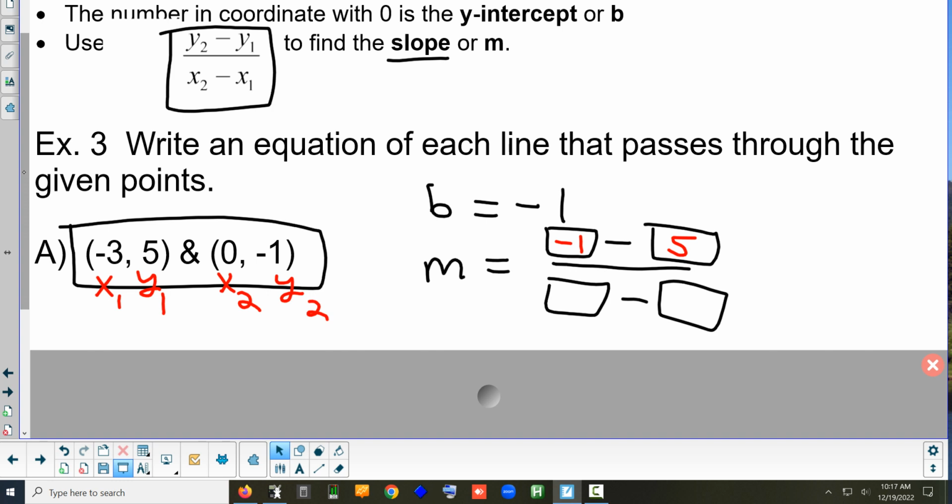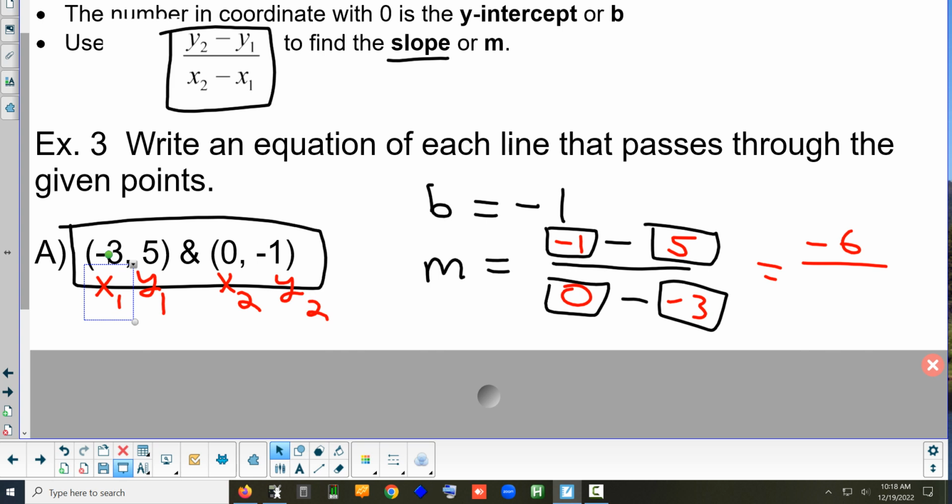Okay, let's see. How about Maya? What goes in the lower left according to our formula? 0. Yep, x2, which is 0. And the one in the lower right? We're going to put x1, which is -3. And once we do that, that's our slope. Okay, so the top, -1 minus 5. Jacinda, what's -1 minus 5? Yep, that's -6.